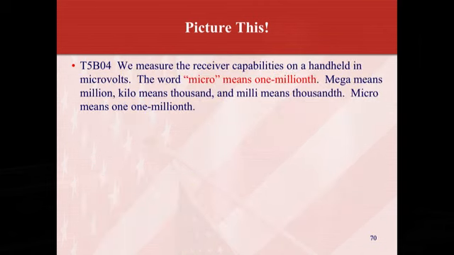We measure the receiver capabilities on a handheld in microvolts. The word micro means 1/millionth, mega means million, kilo means 1,000, and milli means thousandth. Micro means 1/1,000,000th.